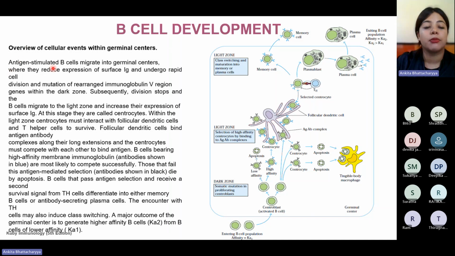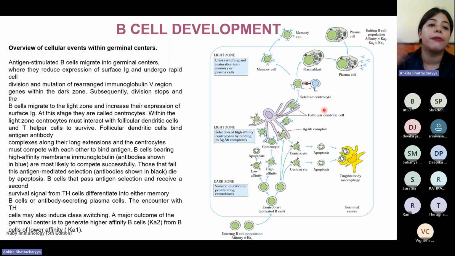Antigen stimulated B cells migrate into the germinal centers where they reduce the expression of surface Ig, surface immunoglobulin, otherwise also known as membrane immunoglobulin, and they undergo rapid cell division and mutations of the rearranged immunoglobulin regions within the dark zone. Let's not get into the rearrangement part right now, but let's just understand the principle. Subsequently, cell division stops, and the B cells will migrate into the light zone and increase the expression of surface immunoglobulin. At that stage, what are they called?